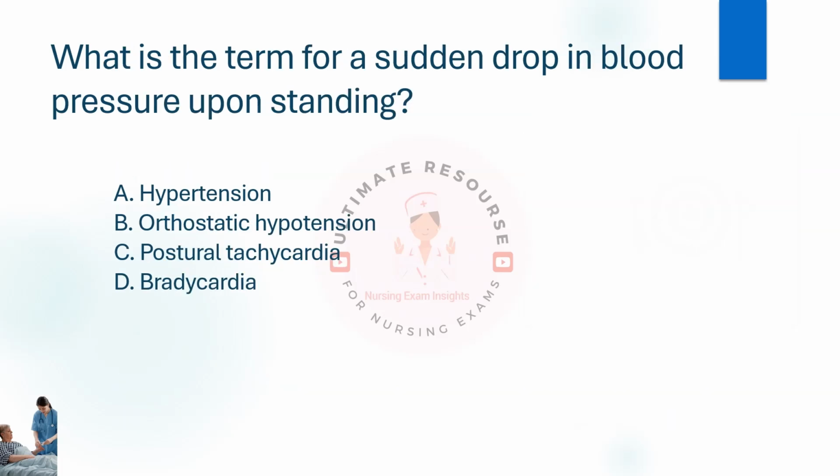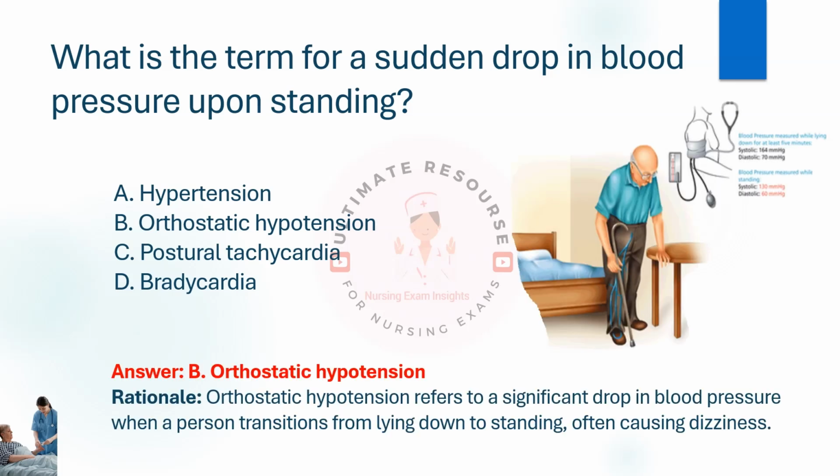What is the term for a sudden drop in blood pressure upon standing? Options are A. Hypertension. B. Orthostatic hypotension. C. Postural tachycardia. D. Bradycardia. Answer is B.